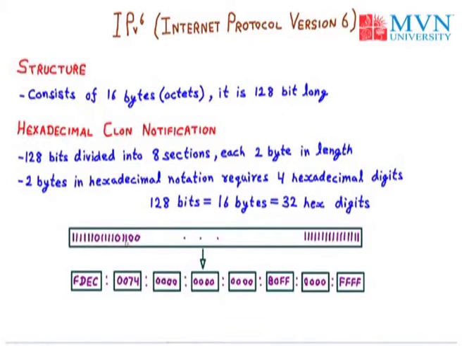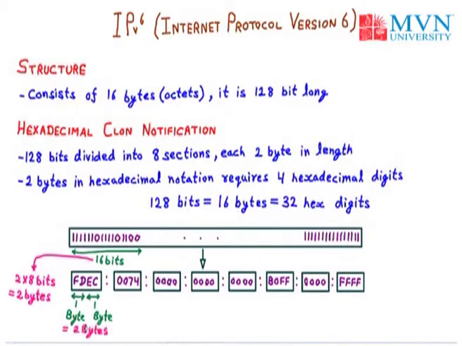As we know, the first block is complete with 16 bits, which is equivalent to 2 times 8 bits, that is 2 bytes. So my first block FDEC, the first FD is 1 byte and EC is 1 byte, so the combination is equal to 2 bytes. Now all blocks are of 2 bytes. So our IPv6 address is 16 bytes and each block is 2 bytes, where we need 16 bits to represent a particular block.